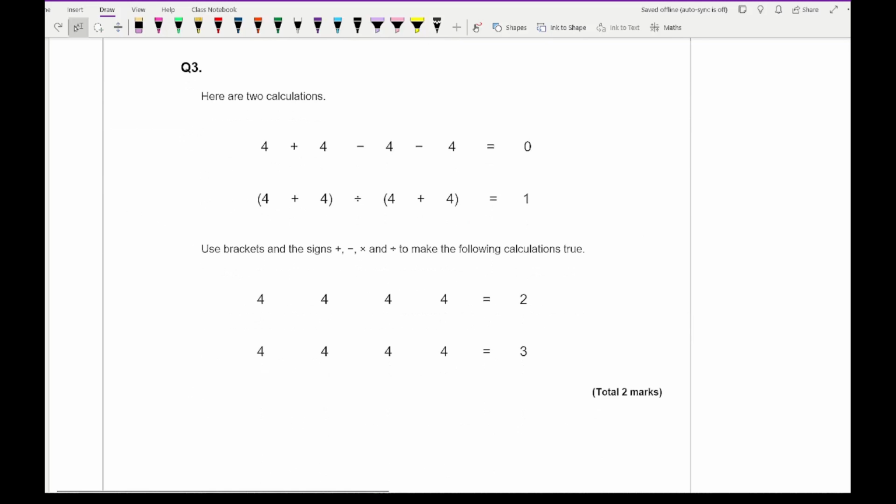Moving on to question 3, again, very, very similar. So it says here are 2 calculations and we've got it true. So what we need to do then is use 2 for the next one. So here I want to get an answer of 2. So I can do that by doing 4 times 4, which is 16, divided by, and then I want to try and get 8. So I've got 4 plus 4, which gives me 8. Then to try and get 3, I'm going to do 4 plus 4 plus 4, which is 12, divided by 4 gives me 3.